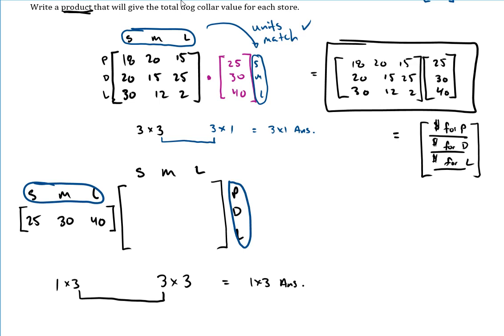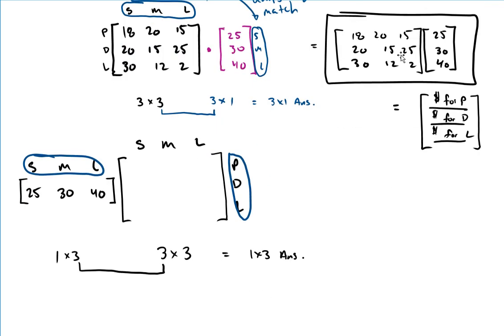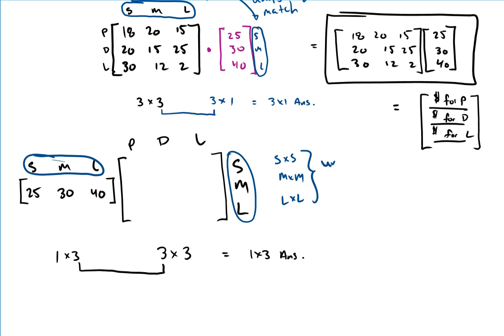Well, what we can do, so they gave us this matrix from the start. But again, we could have organized it ourselves a different way. So instead of leaving it exactly as is, I'm going to erase those and say, hey, how about we make this the small, medium, and large, and then these could be the Pet Plaza, the Dog Mart, and Lulu's. And then that way, when we multiply, now I've got the rows multiplying the rows. So small multiplies small, medium multiplies medium, large multiplies large. So this is what I mean by having the units match.